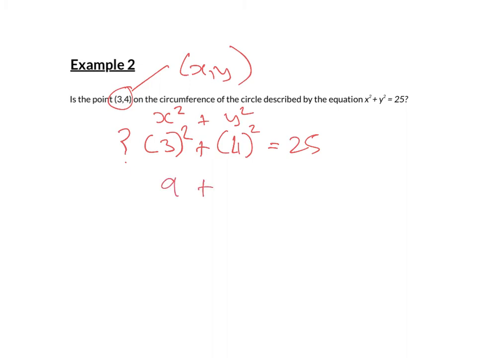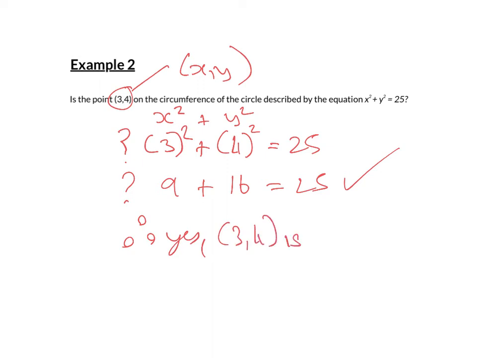So 3 squared is 9, 4 squared is 16. Question, does that equal 25? Well, yes, it does. Therefore, we know that this point is on the circumference. And make sure you answer the question. Don't just leave it at that with a tick. You have to say, because it's asking, is the point on the circumference? Okay? And that's how we do that question.